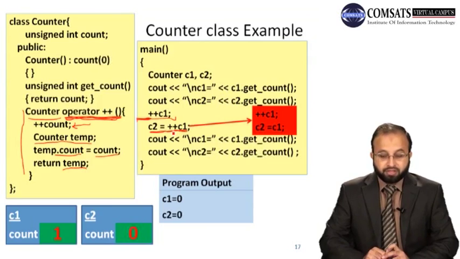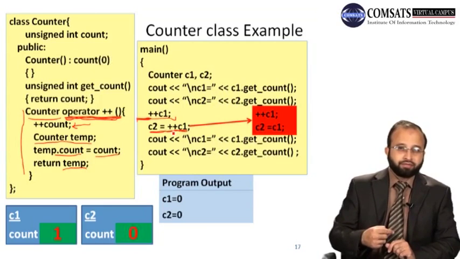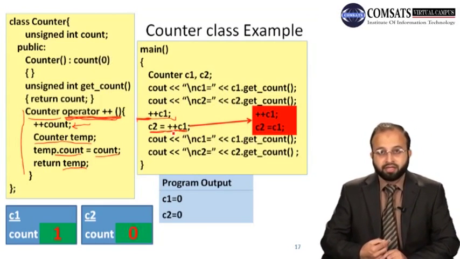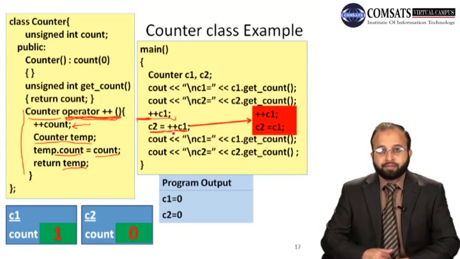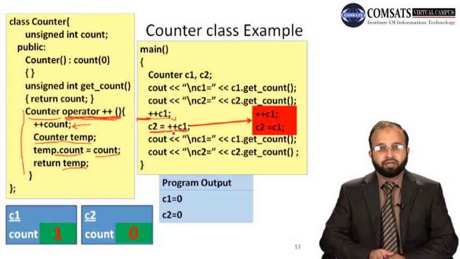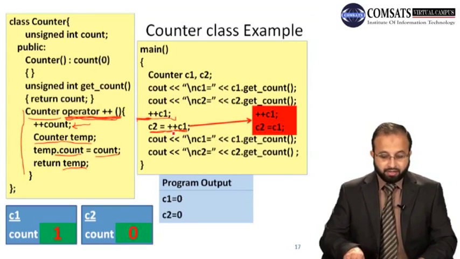So plus plus C1, when it executes, it will increment the value of the count of C1 object and then it returns the object that contains the value same as C1. So it will return the object whose private data member value will be the same as the value of C1's private data member, right? So first it will increment C1's count. C1's count was 1 earlier, now it becomes 2.